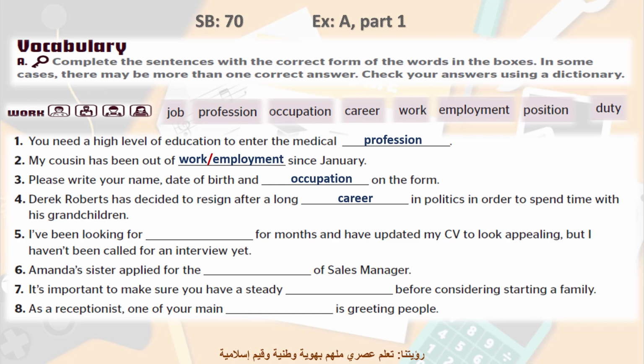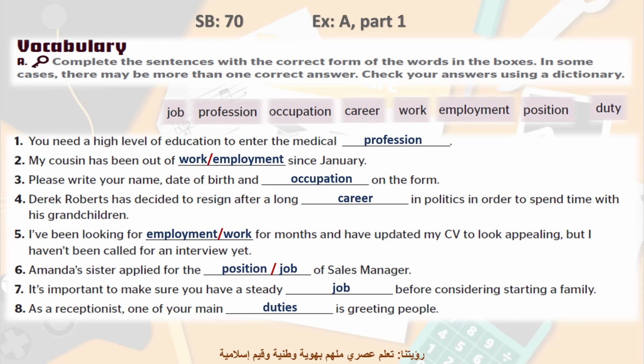Number 5. I have been looking for work or employment, both are correct, for months, and I have updated my CV to look appealing, etc. Number 6. Amanda's sister applied for the position or job of sales manager. Number 7. It's important to make sure you have a steady job before considering starting a family. And finally, number 8. As a receptionist, one of your main duties, true, is greeting people.